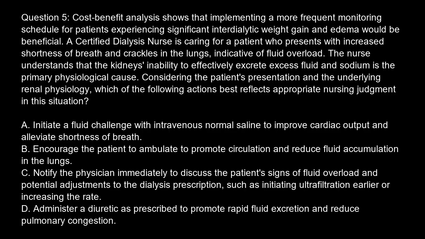Option A. Initiate a fluid challenge with intravenous normal saline to improve cardiac output and alleviate shortness of breath. Option B. Encourage the patient to ambulate to promote circulation and reduce fluid accumulation in the lungs. Option C. Notify the physician immediately to discuss the patient's signs of fluid overload and potential adjustments to the dialysis prescription, such as initiating ultrafiltration earlier or increasing the rate. Option D. Administer a diuretic as prescribed to promote rapid fluid excretion and reduce pulmonary congestion.